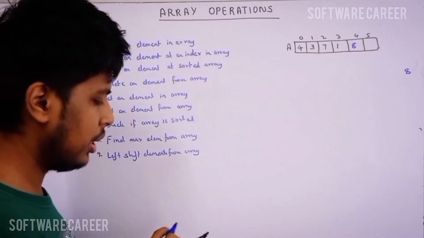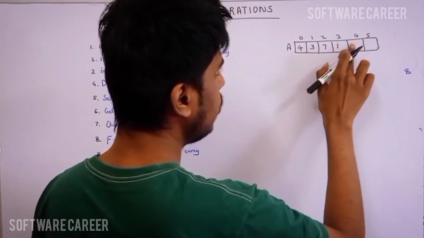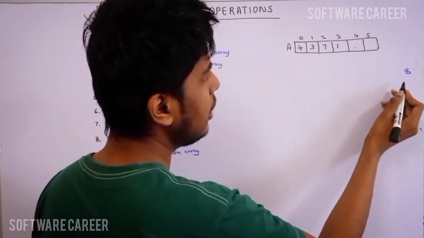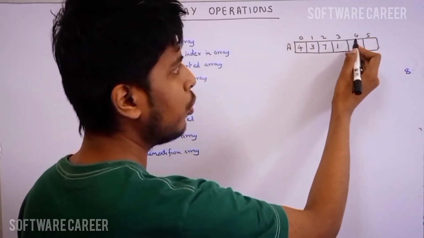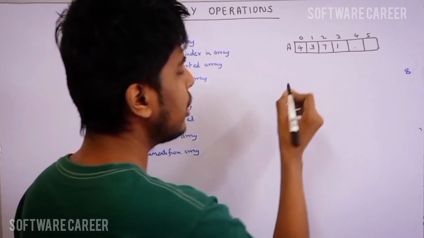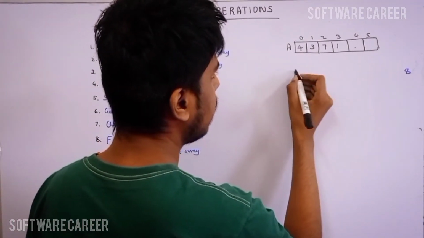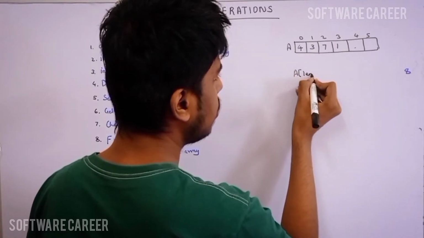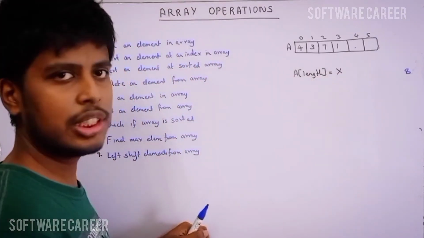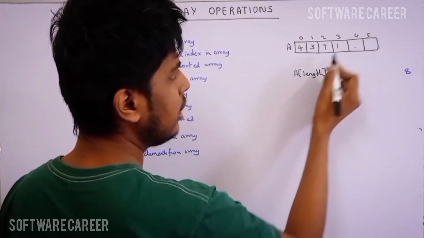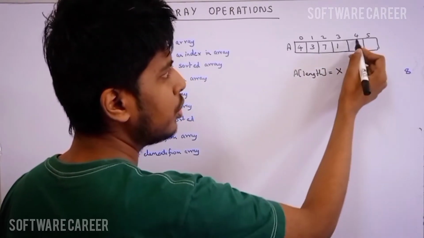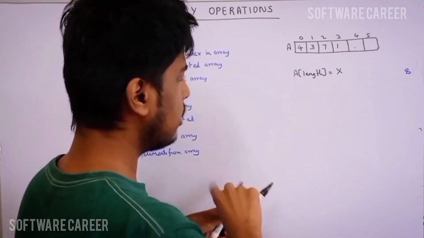How does it work? Now what is the length of this array? Length is 4. Now you have to add an element at index 4. So this length is the same as the index where you want to insert. So I am writing here a of length equals to x. A of length equals to x means I am inserting at index length. Length of this array is 4, so I am inserting the element at a of 4 here. Now 8 gets inserted here.